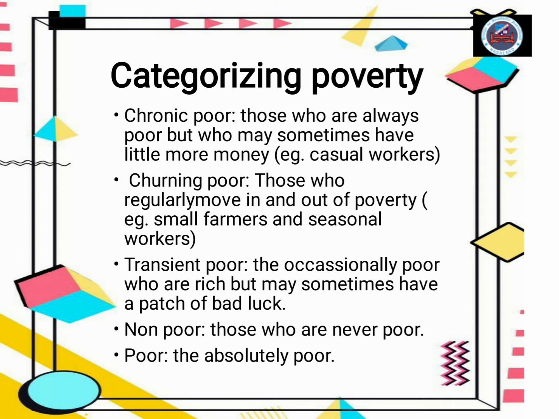The next is non-poor. These are those people who are never poor. And the last is the absolutely poor. They are always poor. So these are some of the different categories of poverty.